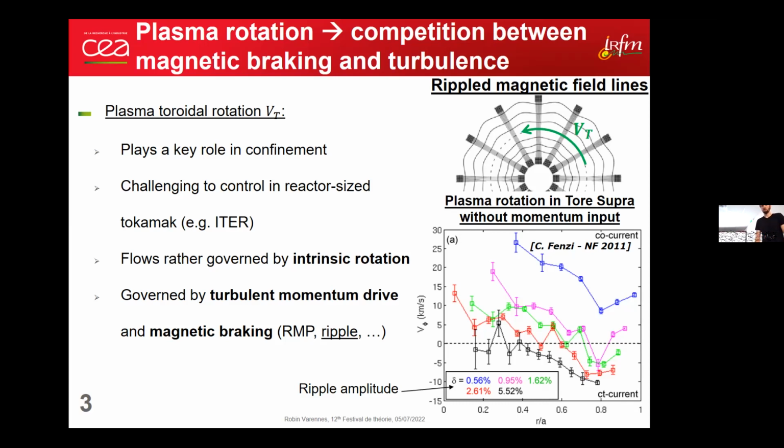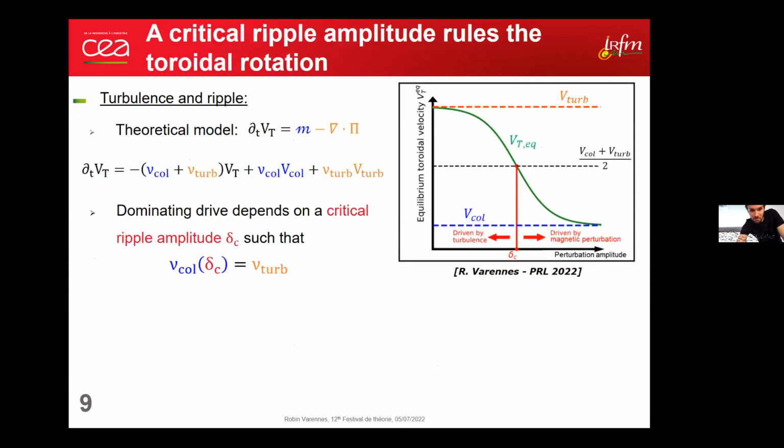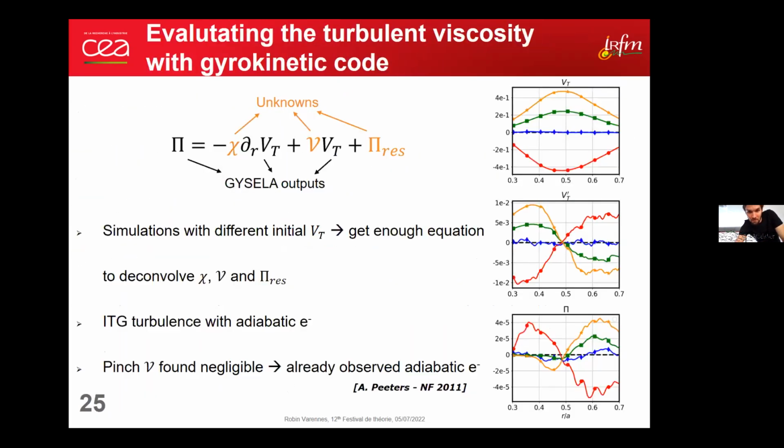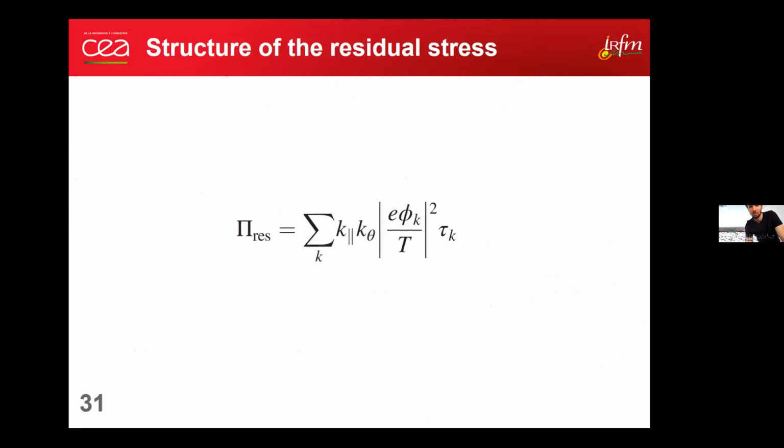So I see what you mean. Maybe I can help myself with a backup slide. Here I just show you some model expression for the residual stress, which is basically the main player for the rotation, where you have all the mechanisms hidden in there. So you have the turbulent intensity, which is hidden in here, and in the K parallel, you have the radial electric field, which is hidden. And I think what you mean is that maybe you can express, for example, the radial electric field depending on the ripple amplitude and inject this into the residual stress.